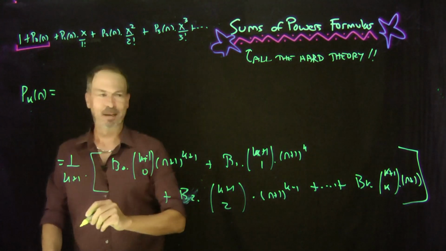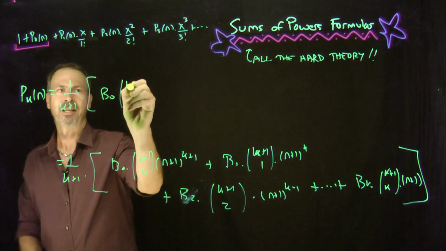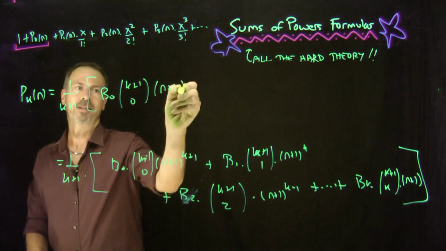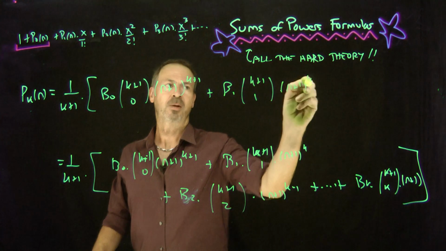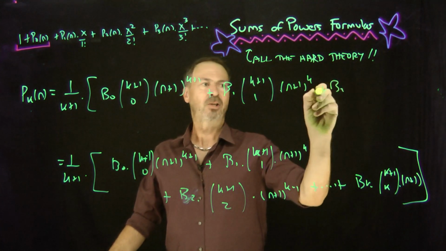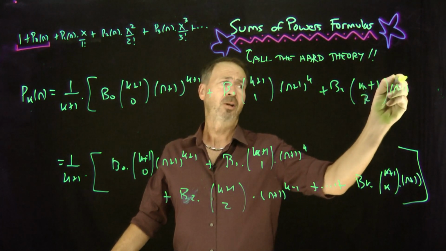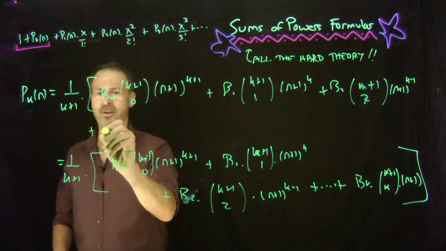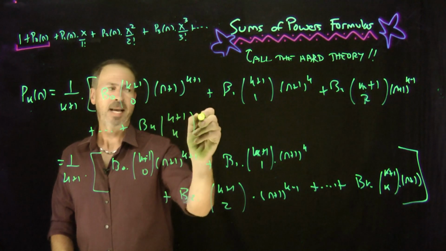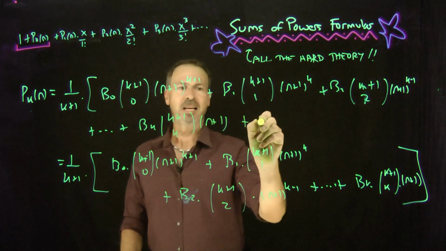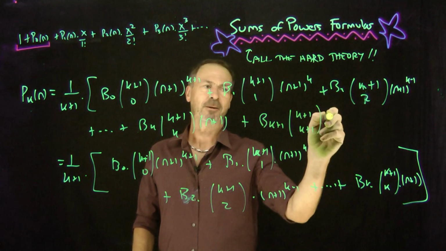Let me rewrite this all again. This is really 1 over k plus 1 times b0, k plus 1 choose 0, n plus 1 to the k plus 1, plus b1, k plus 1 choose 1, n plus 1 to the 1 less, plus b2, k plus 1 choose 2, n plus 1 to the 2 less, plus dot dot dot, all the way along to this one, bk, k plus 1 choose k, n plus 1, plus I feel like I'm missing b to the k plus 1, k plus 1 choose k plus 1, n plus 1 to the 0.